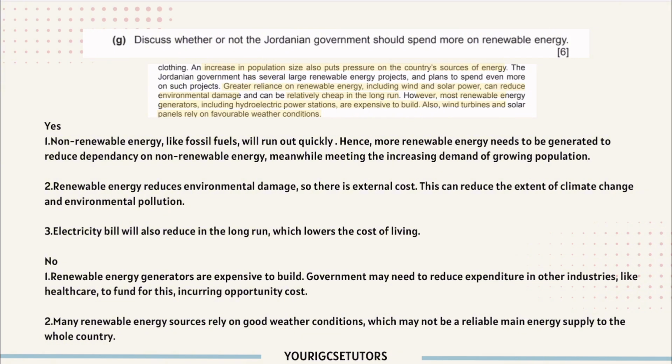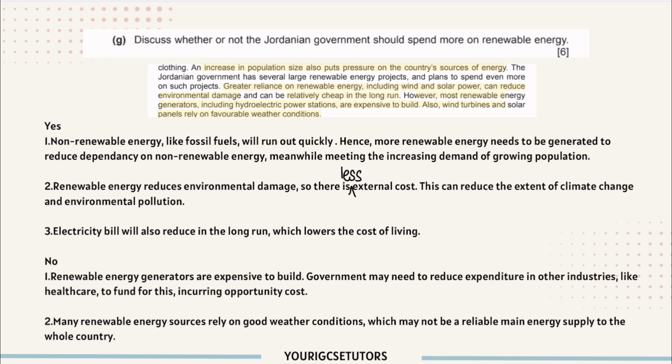Second point, renewable energy reduces environmental damage, so there's less external costs. Pardon me, there's a small mistake. This can reduce the extent of climate change and environmental pollution. So again, it is further elaborating the point. Third, is an extra point. Electricity bill will also reduce in the long run, which lowers the cost of living.